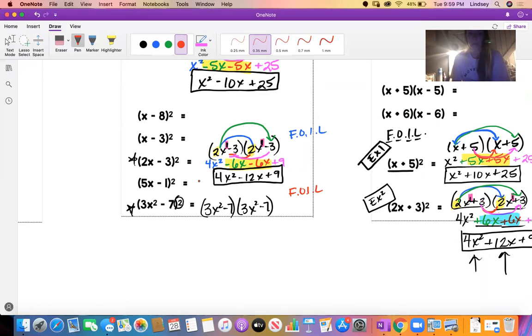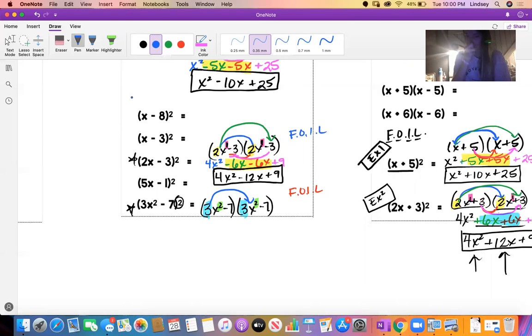Sorry, guys. All right, so we remember first, 3x squared times 3x squared. So we're going to multiply coefficients and add exponents.